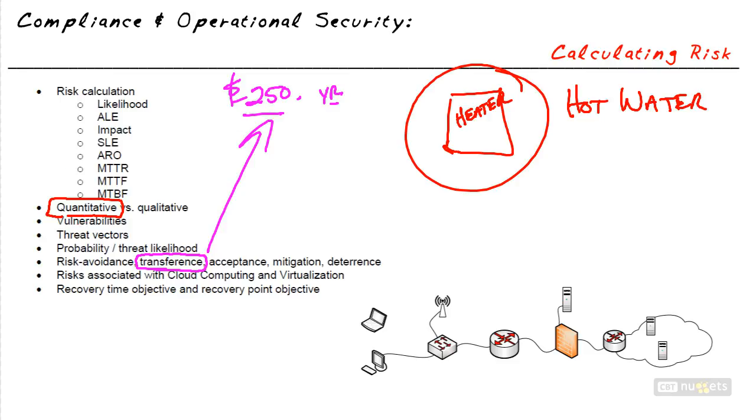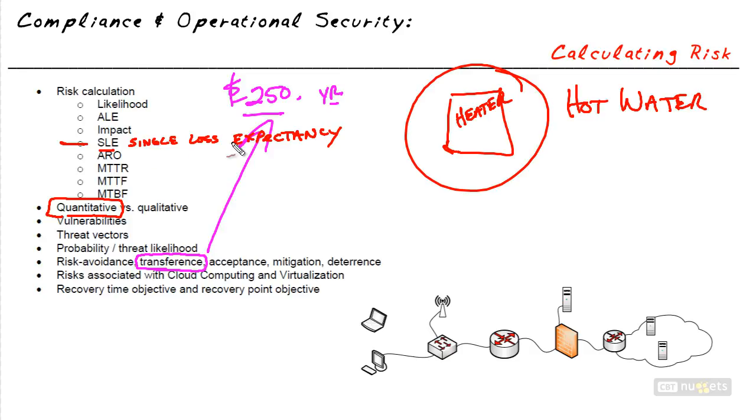The first number we might use is something called the single loss expectancy, right here. Single loss expectancy. That's effectively, if this water heater totally fails, what's going to be the cost to replace that water heater if we had to buy one brand new?